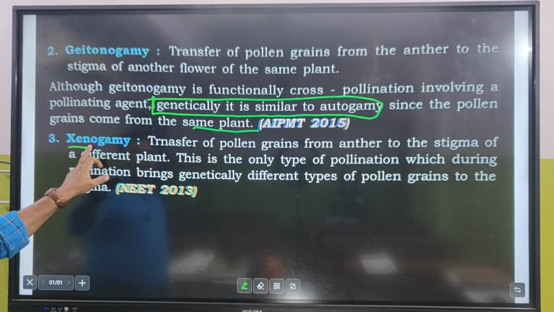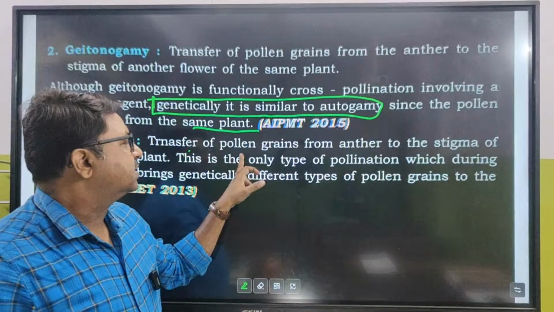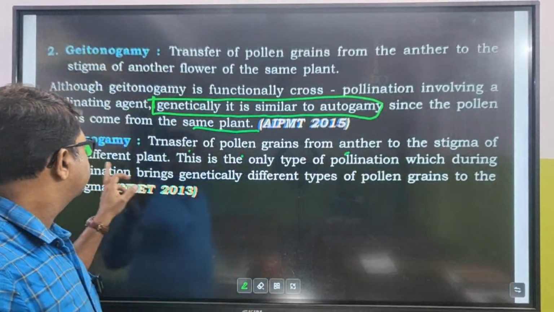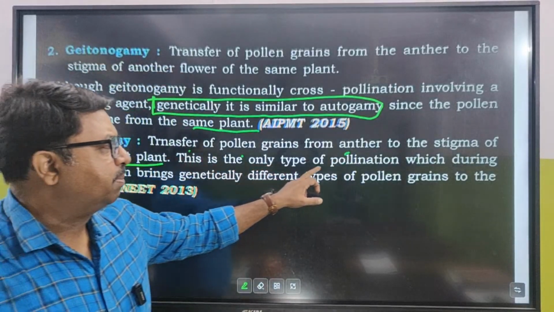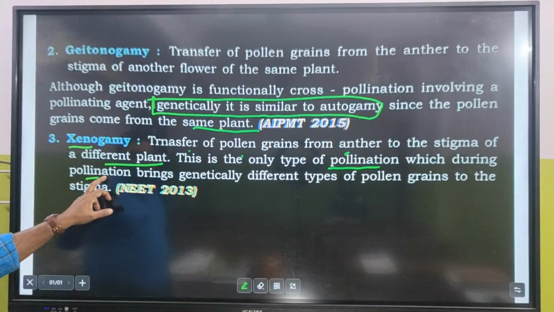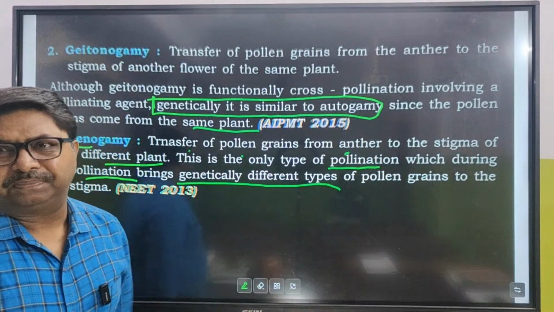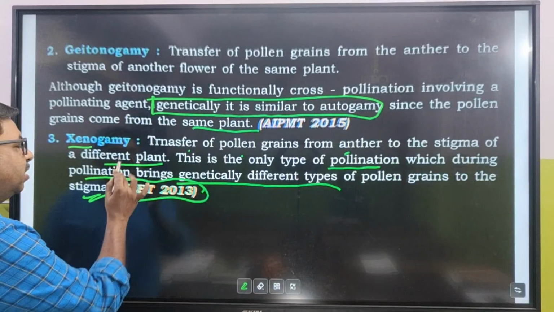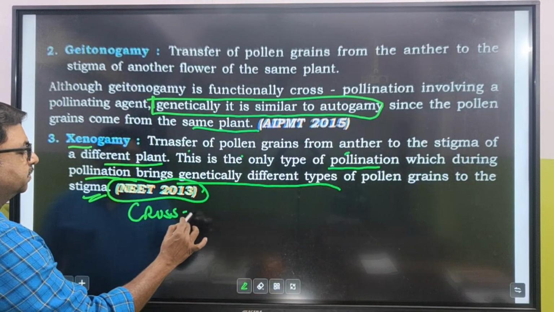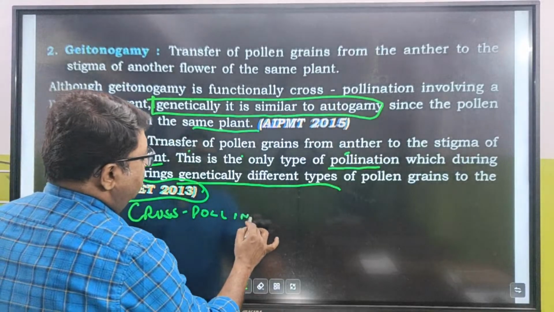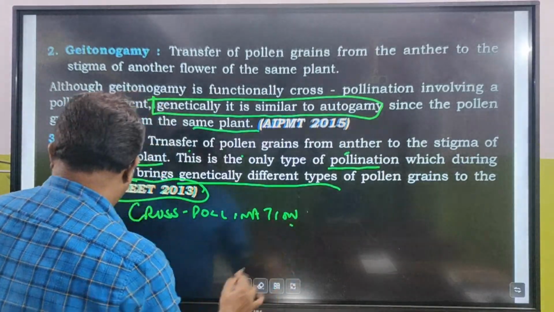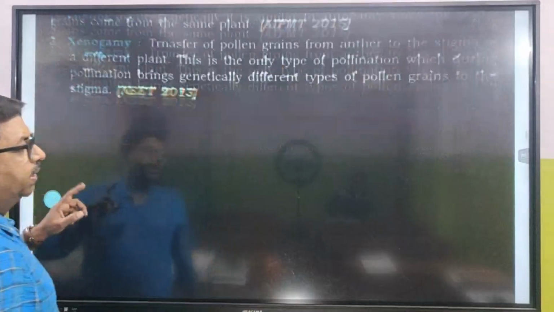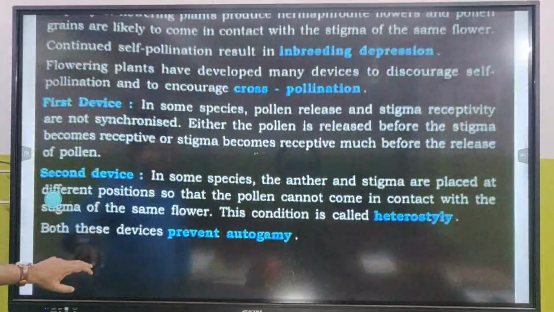When we talk about xenogamy और क्रॉस पॉलिनेशन, transfer of pollen grains from anther to the stigma of the different plant, this is the only type of pollination which during pollination brings genetically different types of pollen grains to the stigma. तो यही है जो असल में क्रॉस पॉलिनेशन है. This is basically the cross pollination of it. क्लियर? ओके, नेक्स्ट, outbreeding device.